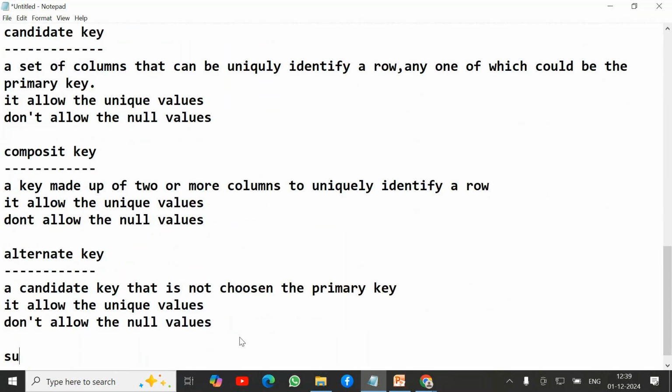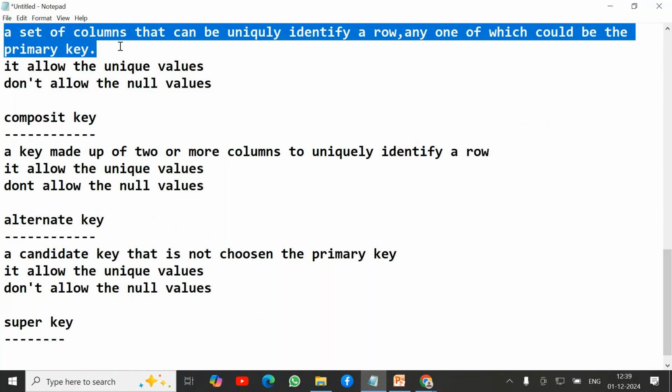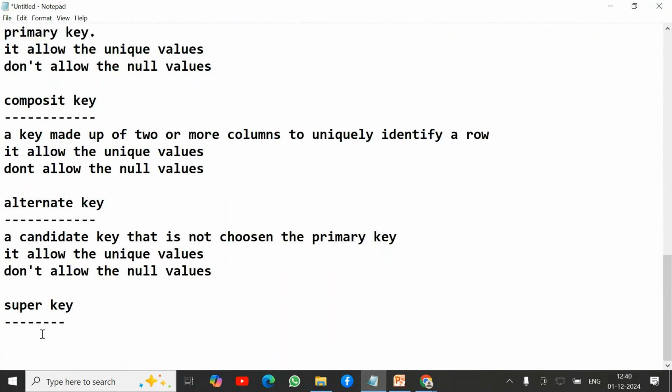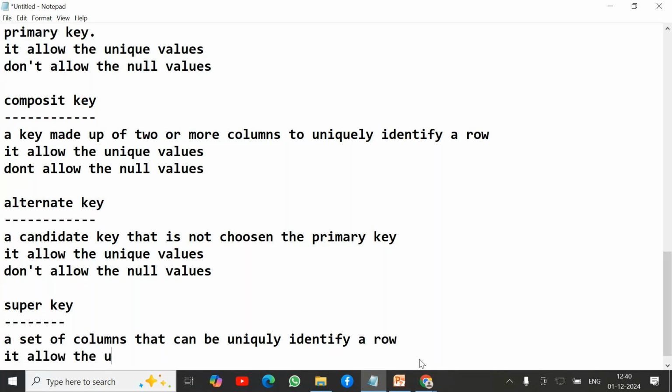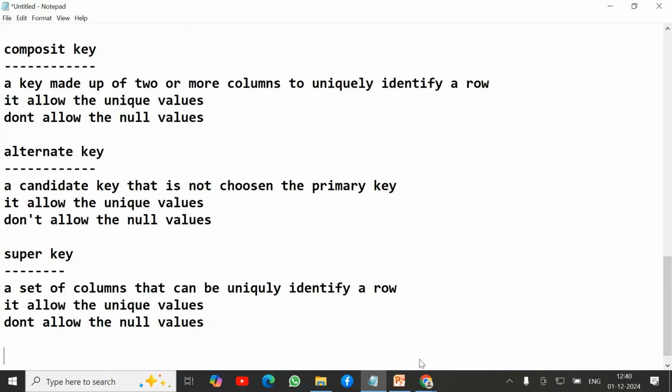Next one, super key. A super key is a set of columns that can uniquely identify a row and may have extra columns. Simply observe very clearly: a set of columns that uniquely identify a row. It allows unique values and doesn't allow null values.